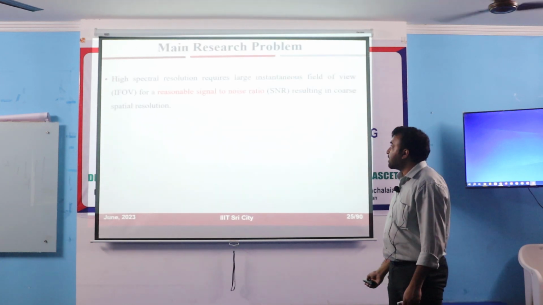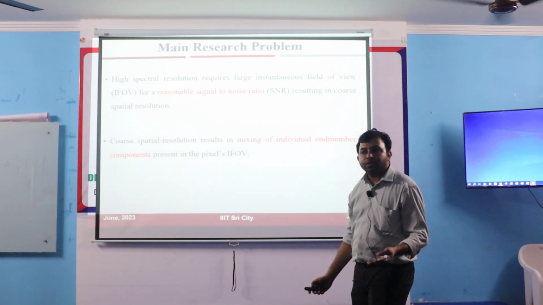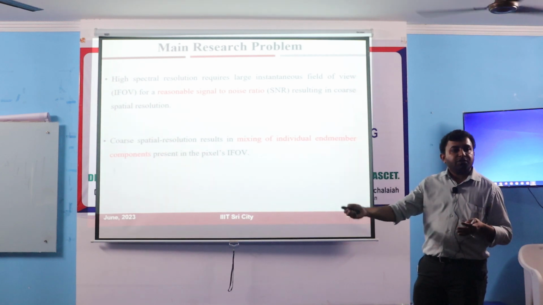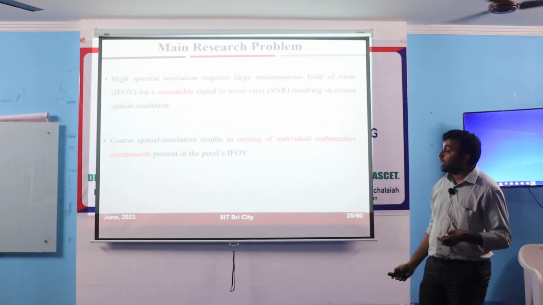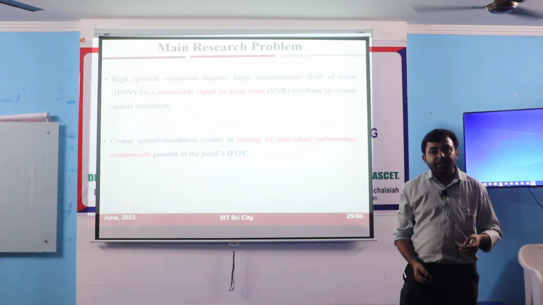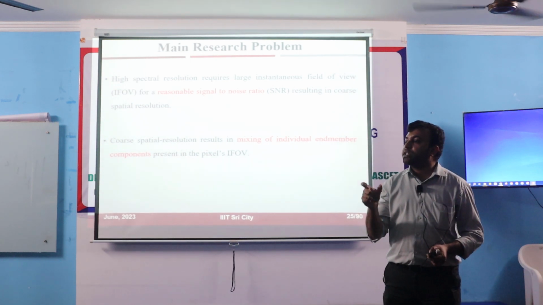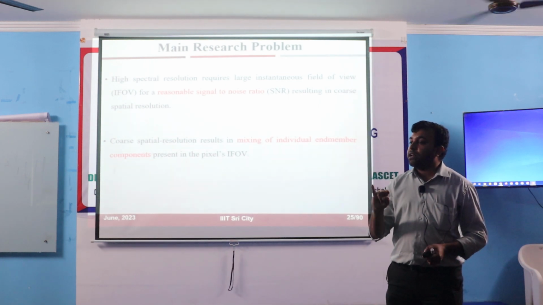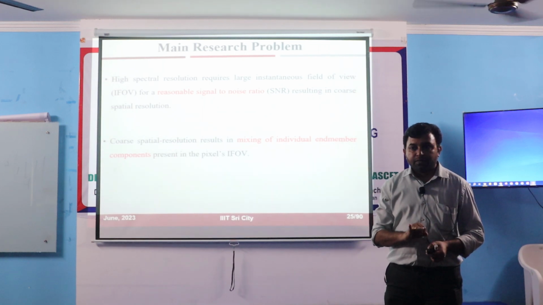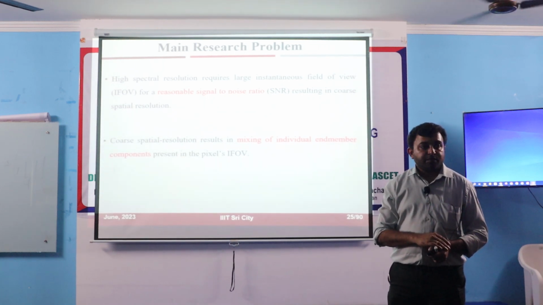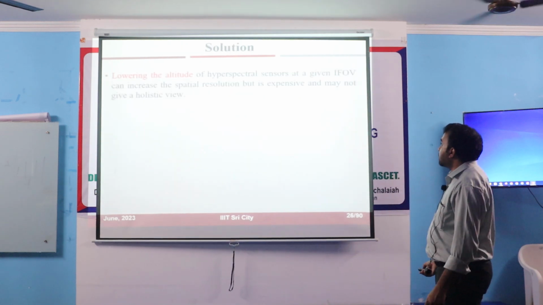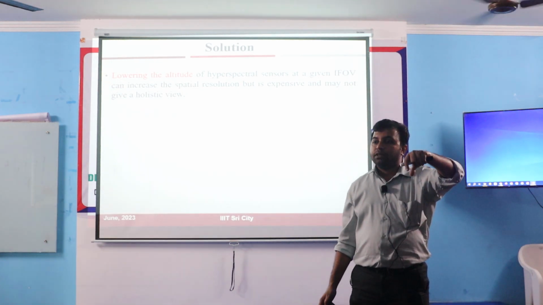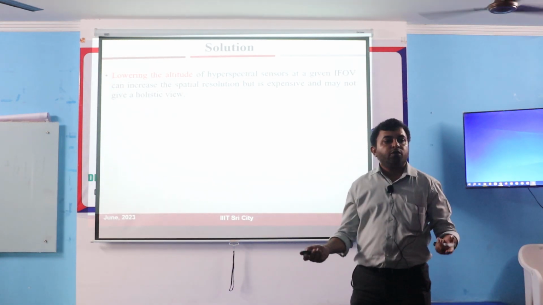So these are some of the research problems that I was planning to explain here. Because of the limitation of time, we don't know how much we'll be able to cover, but this is one problem that we are trying to resolve. I told you one main problem is the resolution trade-off. You cannot have an image with high spatial and high spectral resolution together. So how can you solve that problem? To solve this problem, one solution is to lower the altitude of the sensors. That means you use UAVs.